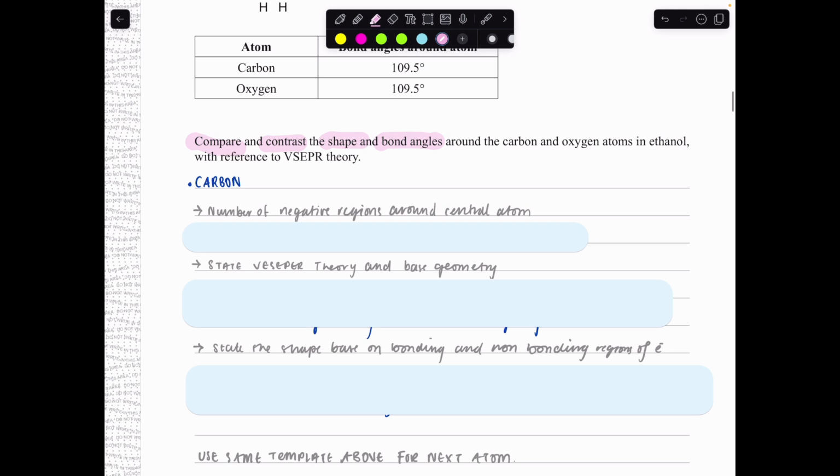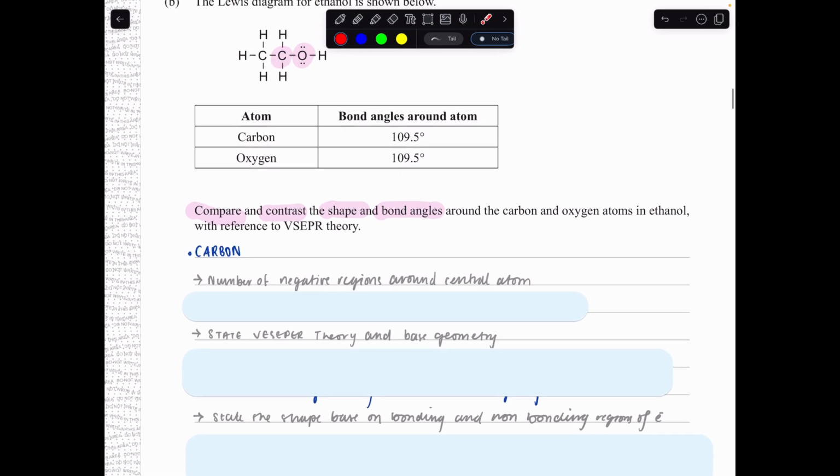First things first, whenever you are talking about shape, we always have to start off by mentioning the number of negative regions around the central atom. So what I've written here is, for carbon, well, let's start off with carbon. Carbon has 4 regions of negative charge around it, as you can see here. This is 1, 2, 3, 4.